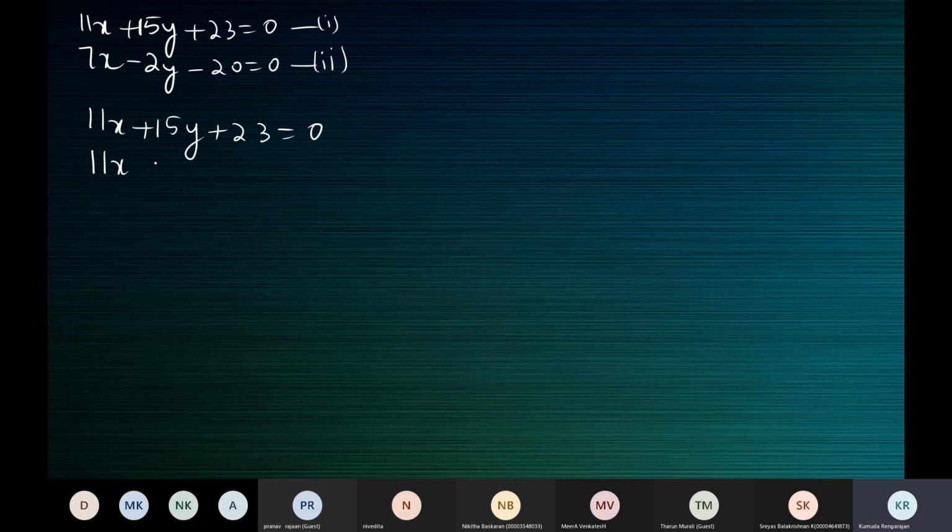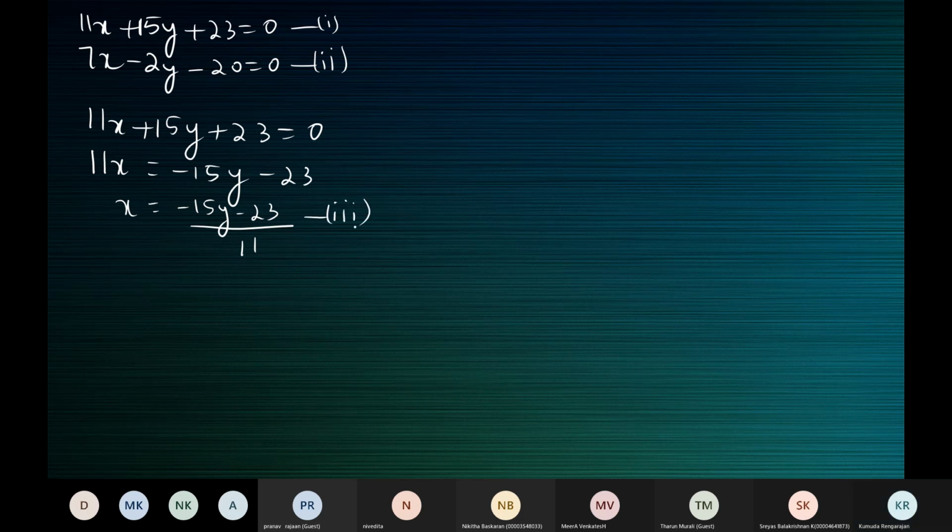So you'll get 11x is equal to minus 15y minus 23, is this correct? Yes, ma'am. So what is x? X is equal to minus 15y minus 23 divided by 11. So this is 3. Yes or no? Yes, ma'am. We have taken equation 1 and we have written x in terms of y. For that, you should have only x on one side and take the y term and the constant to the other side.